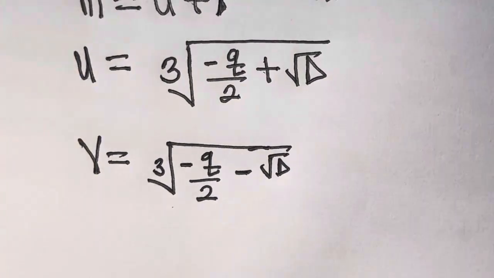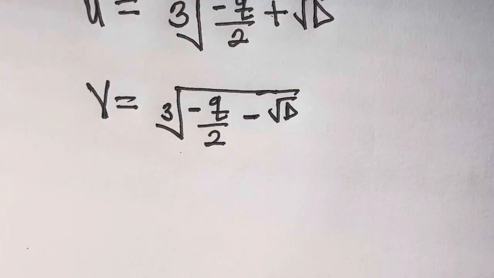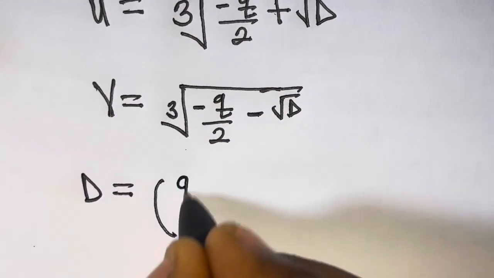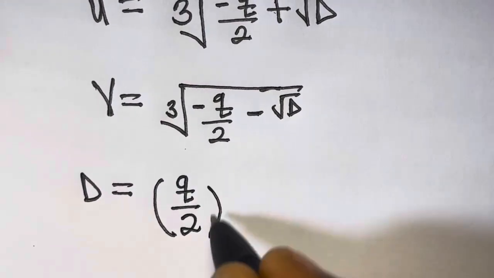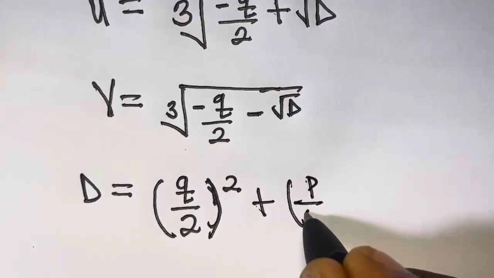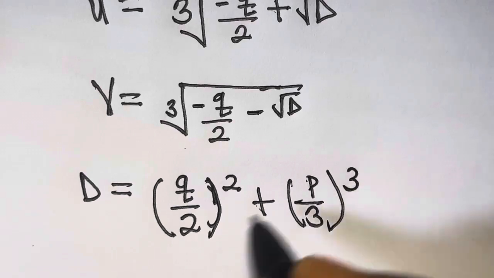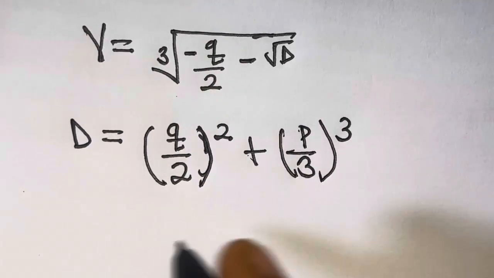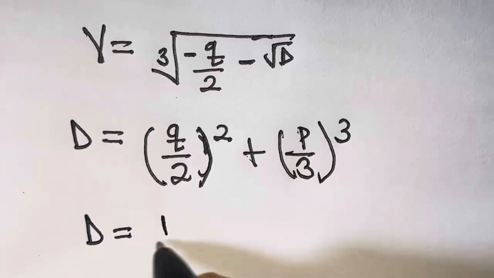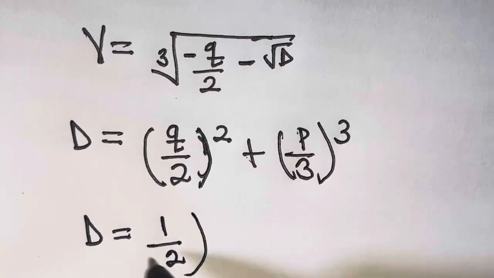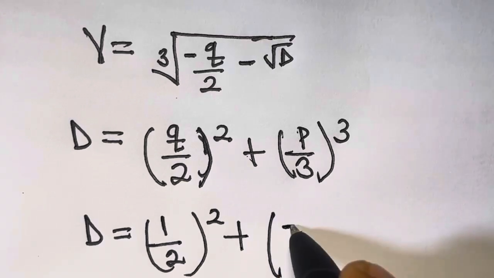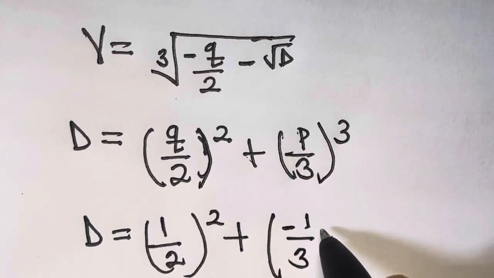But this d equals q divided by 2 squared plus p divided by 3 cubed. So let's first solve for d here. We have d equals, our q equals 1, divided by 2, then squared, plus p, our p equals minus 1, divided by 3, cubed.